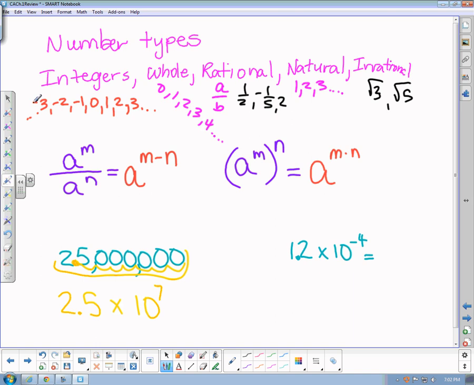And with this one, it's 1.2 times 10 to the -4th. To write that as a number, we need to move the decimal point 4 places. So we'd get decimal point, 3 zeros, and then a 1, 2.